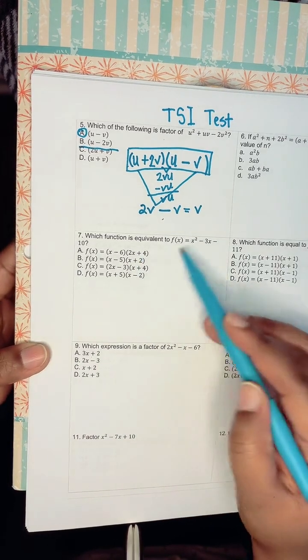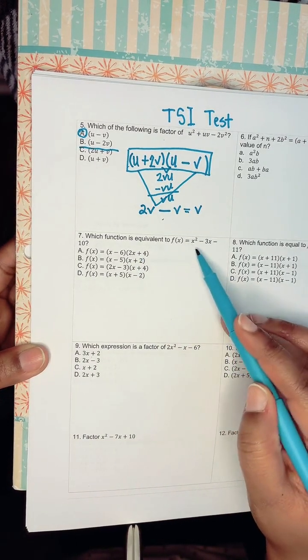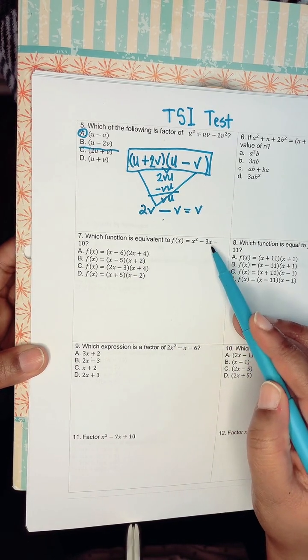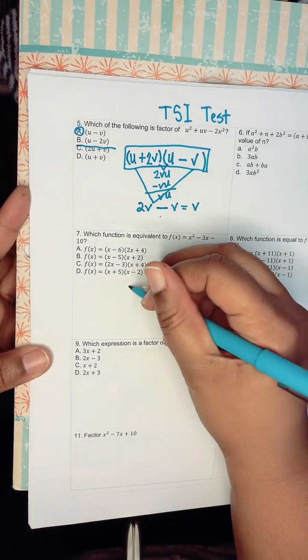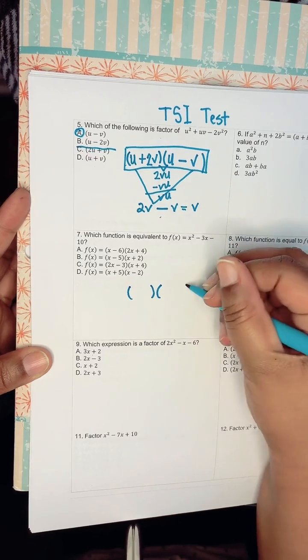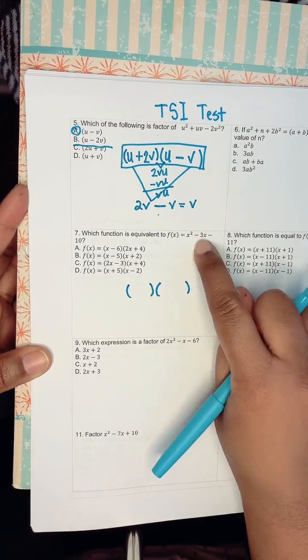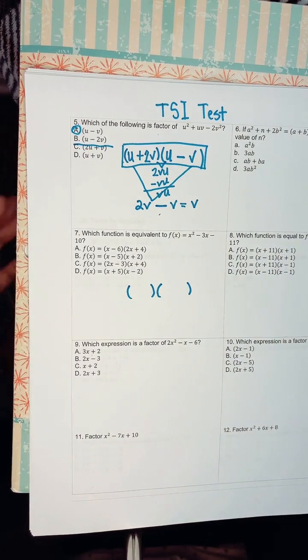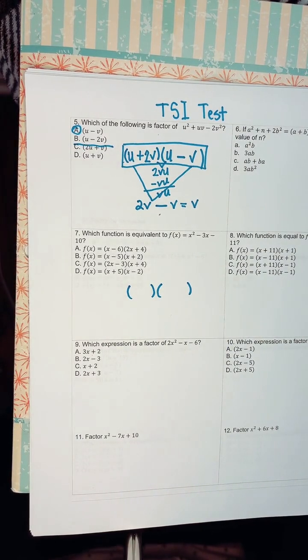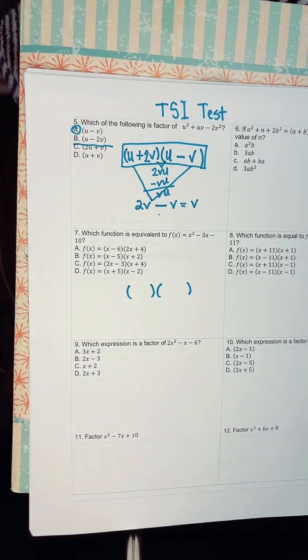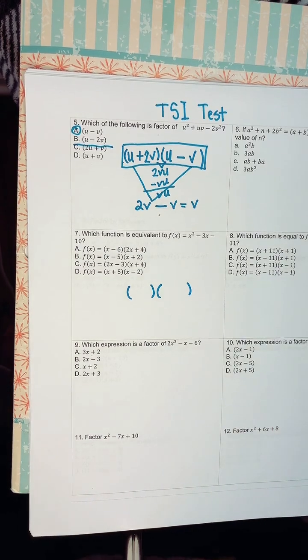So which function is equivalent to f of x equals x squared minus 3x minus 10? All right. What are my signs going to be? I have minus, minus. What do the signs have to be? Let me see it in the chat. Plus, minus. Yes, plus, minus.